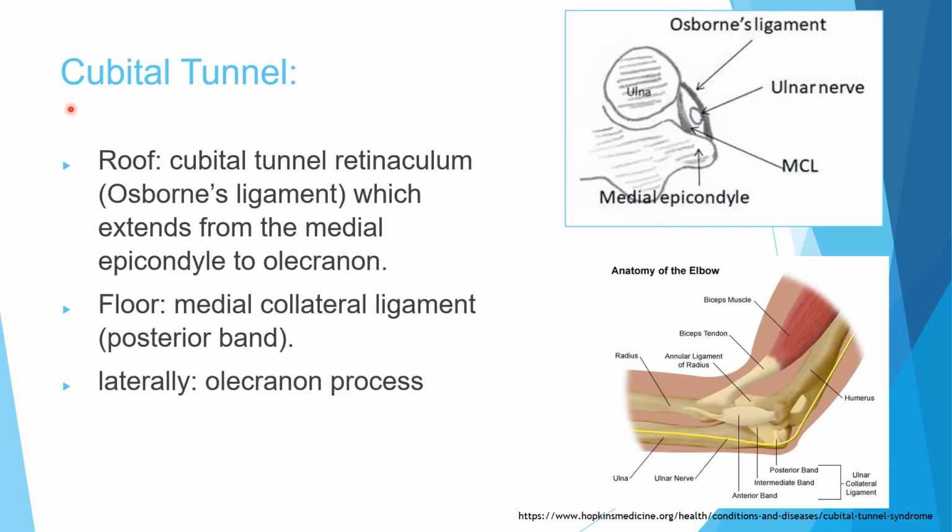So the cubital tunnel, a very important part of the elbow anatomy. The cubital tunnel is where the ulnar nerve basically passes to go to the forearm. The cubital tunnel roof is the Osborne ligament or the cubital tunnel retinaculum. It goes from the medial epicondyle to the olecranon. This is the roof. The floor is the posterior band of the MCL. So the floor is the posterior band of the MCL. The roof is the Osborne ligament or the cubital tunnel retinaculum. So the ulnar nerve passes in between these two.